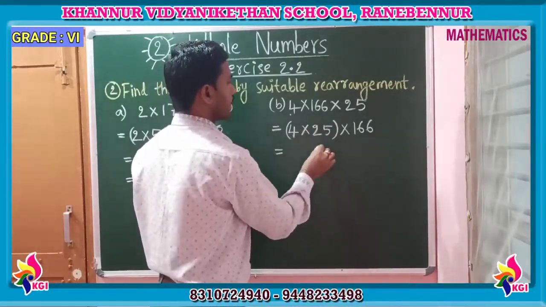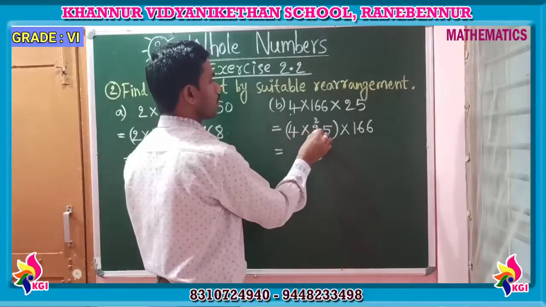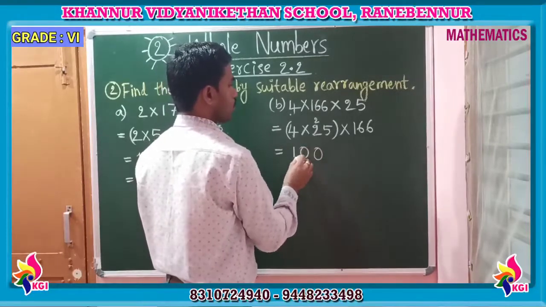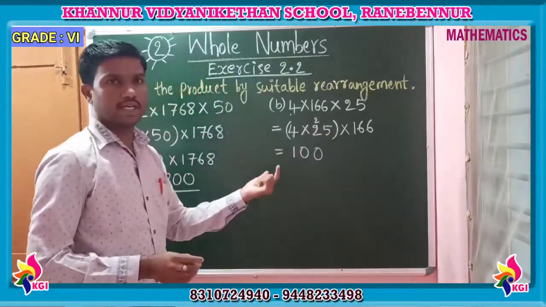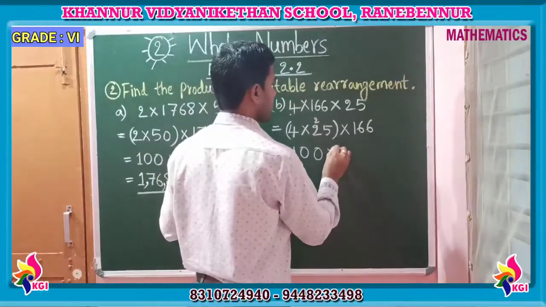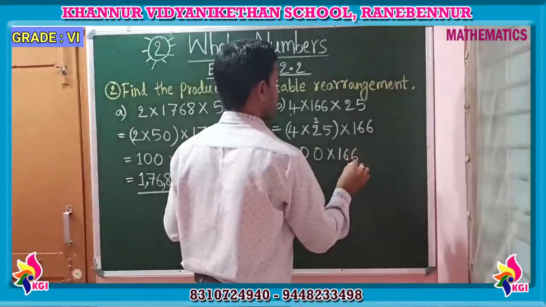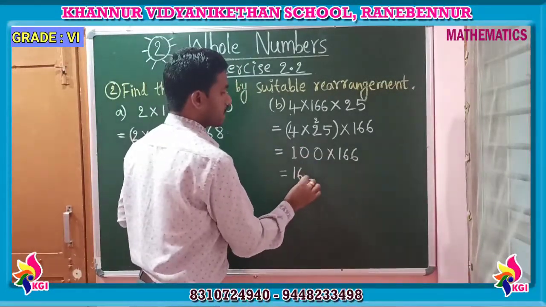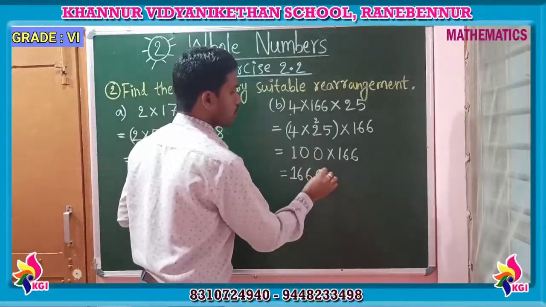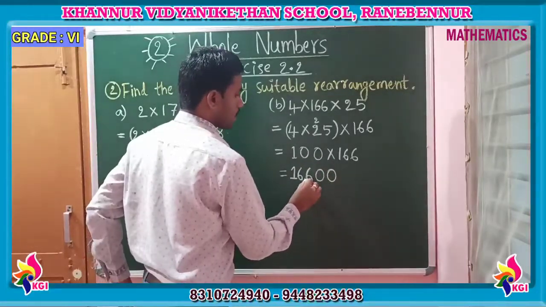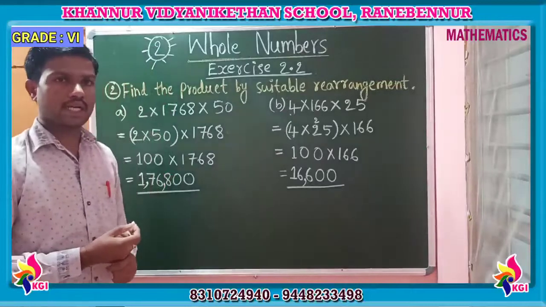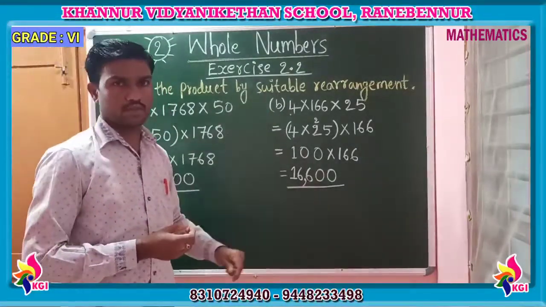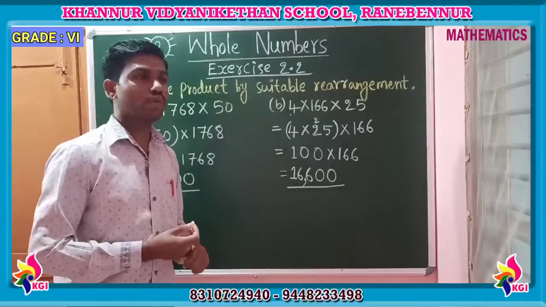4 5s are 20, 2 carry, then 4 2s are 8, 8 plus 2 is 10. So 25 4s is 100. Then whatever the number is there outside, 166, multiply this: 166 ones are 166 and the remaining 2 zeros you keep as it is. Now this becomes 16,600. So this is your second question's product. Okay, understood? Now I will go to your third question.